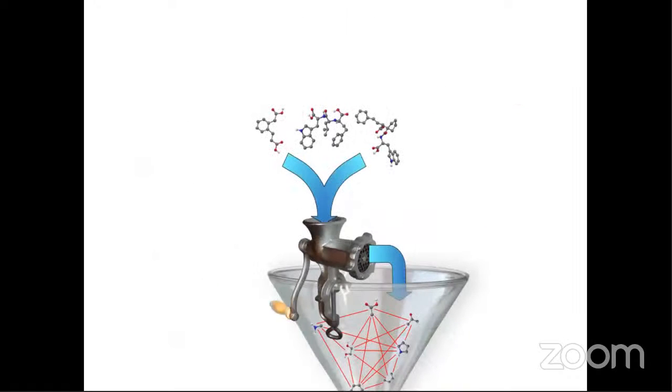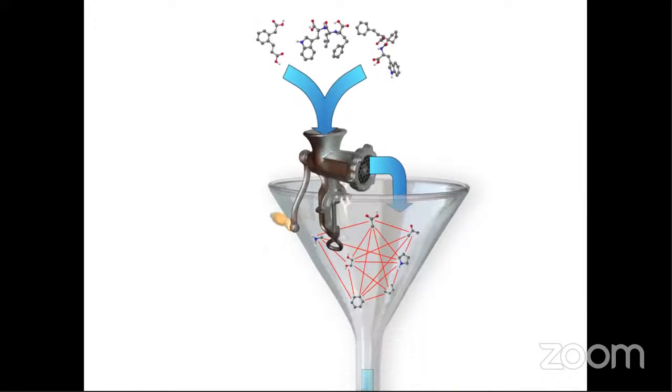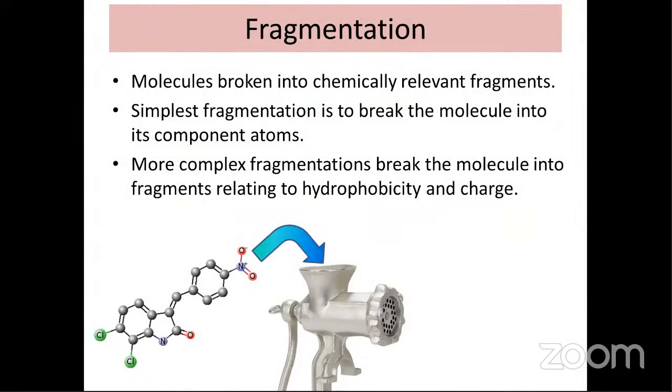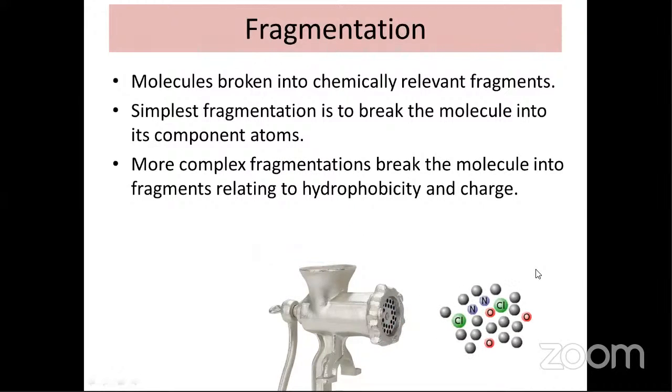Once the data set is set, we go for fragmentation, and that fragmentation is done with the AI tool. So the molecule breaks into chemically relevant fragments. The simple fragments are the components of the molecules. Whatever the ionic form of the molecule, or the small molecule segment, or hydrophobic or hydrophilic part, we will get this type of fragments from that.